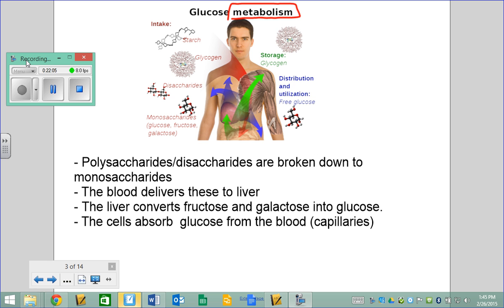We saw the word metabolism when we talked about enzymes. Metabolism could be catabolism or anabolism. But we know that enzymes can help speed up reactions, either break things apart or put things together. Specifically here, we're going to focus on catabolism, breaking things apart, because that's more or less what's happening for us to get glucose available and then for us to use glucose to produce energy.